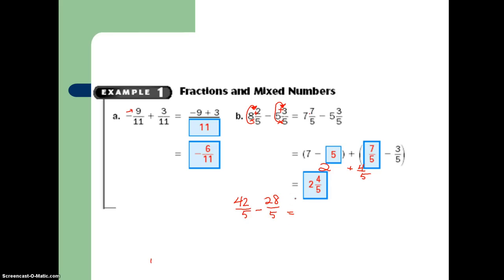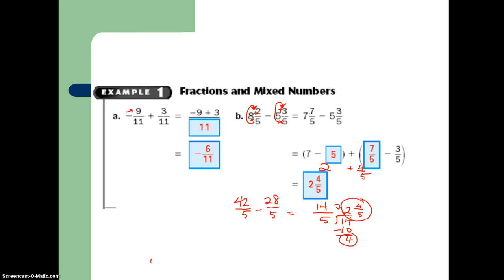Now you can subtract the numerators. 42 minus 28 is 14 over 5, and make that into a mixed number. To do that, bring down the numerator. So you have 5 into 14, which goes twice. You're left with 4. That becomes your numerator, the same denominator, and you have 2 4/5.